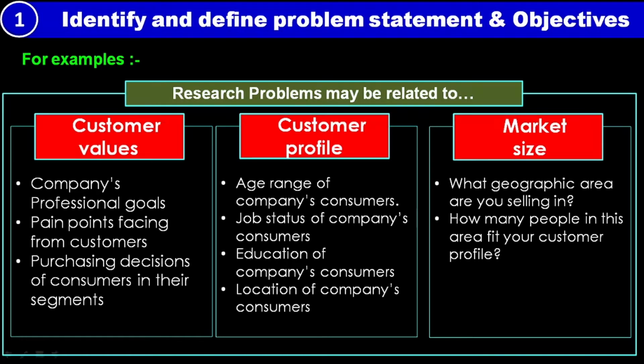Market size: what geographical area are you selling in? Means the area or the locality, city in which you are going to sell your product. How many people in this area fit your customer profile? Customer profile means the group of customers for whom you are going to manufacture the product. Means in that particular geographical area for which you are going to distribute your product, how many people are from that particular segment for which you have manufactured your product. So these are the basic research problems which a researcher might want to solve.